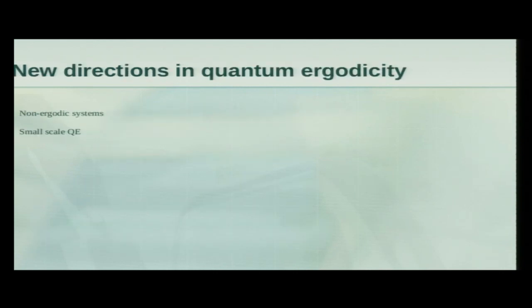Okay, so let's move from chaotic systems back to simple systems. I want to describe two things. One is what happens when you try to do quantum ergodicity in non-ergodic systems. And the other is to refine quantum ergodicity to look at small-scale behavior. And I think I'll have time to do them both.